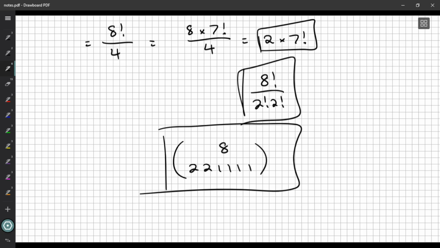Okay? And there we go. We've answered our question, the number of ways to rearrange the word Clarence.